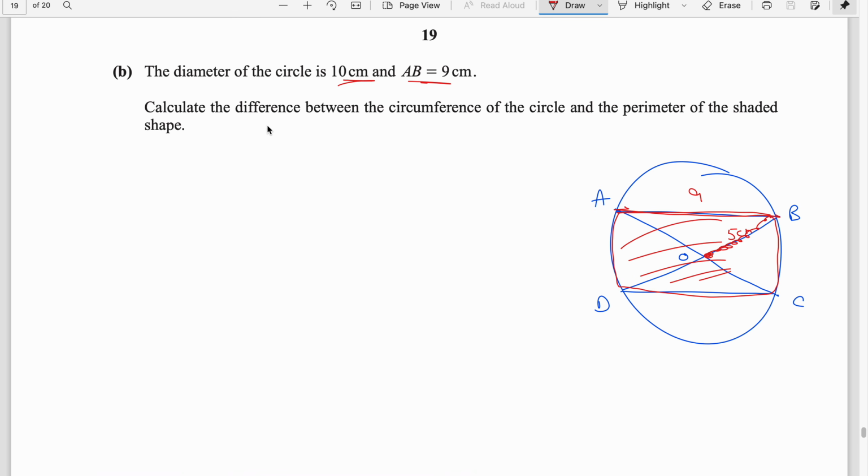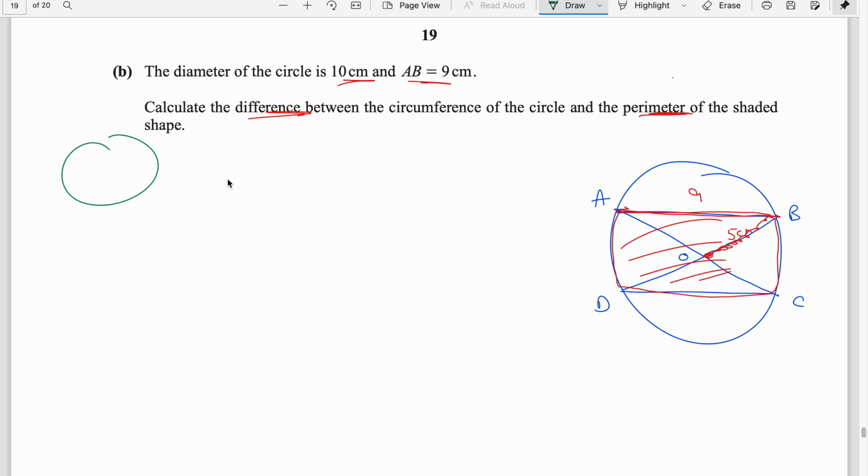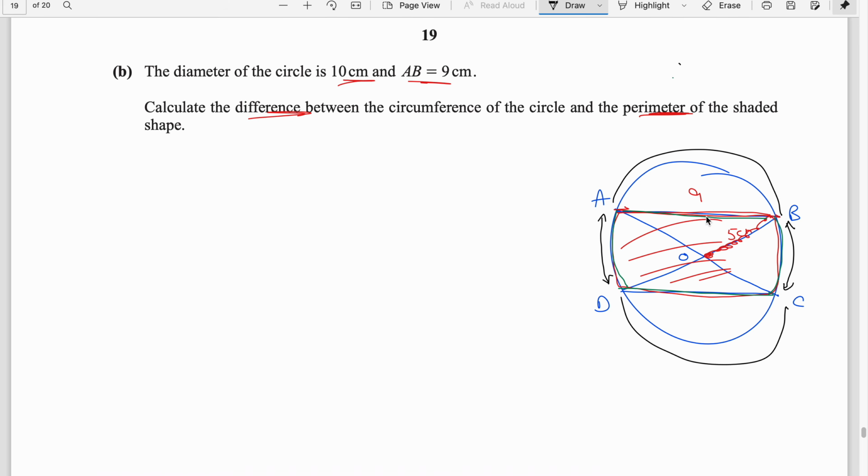The demand of the question is to calculate the difference between the circumference of the circle and the perimeter of the shaded region. There are two ways. We can find the circumference of the circle and individually find the perimeter, that will be 9 plus 9 plus this arc length plus this arc length, and then subtract. The other way is finding the difference directly. AD and BC are actually the common part. So if we don't find these and just find AB major arc, DC major arc and then subtract 9 from them, we'll get the same answer.